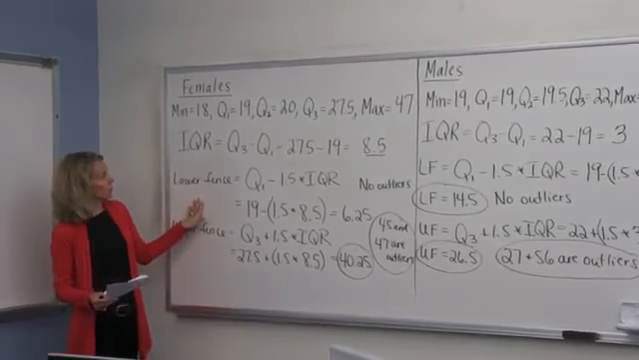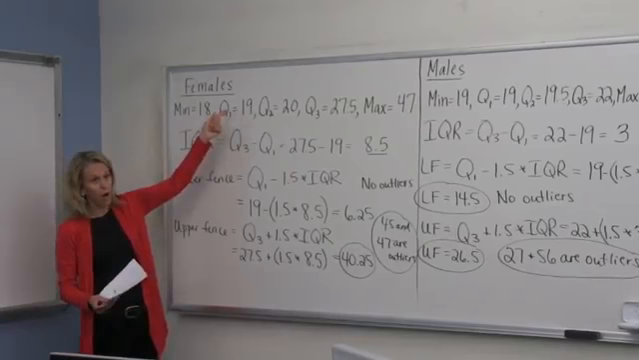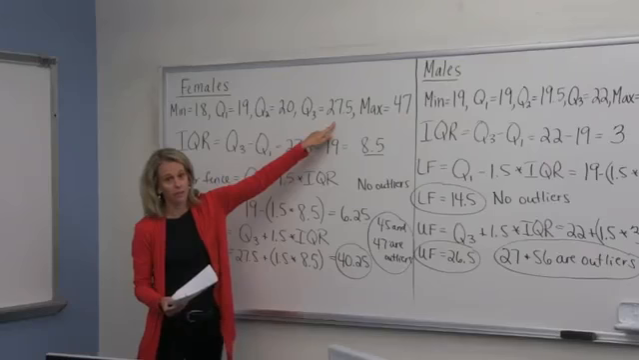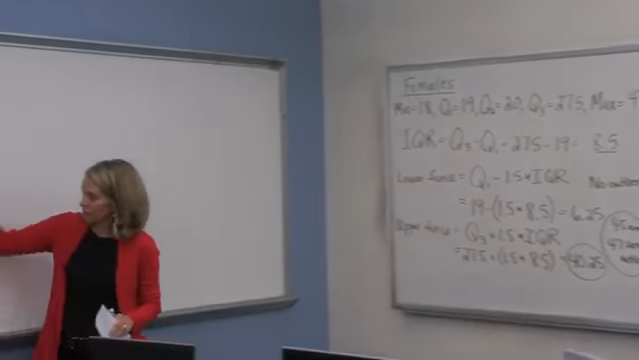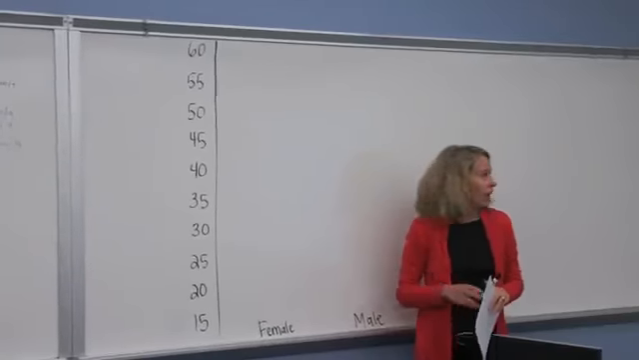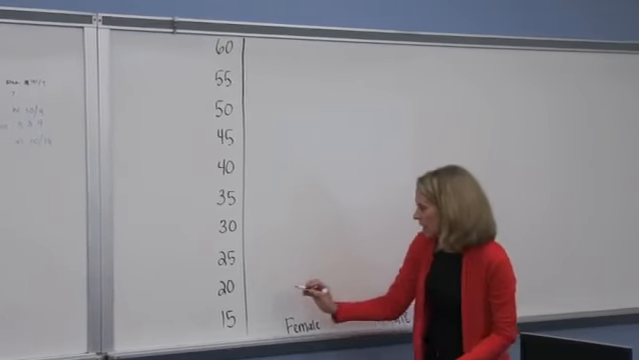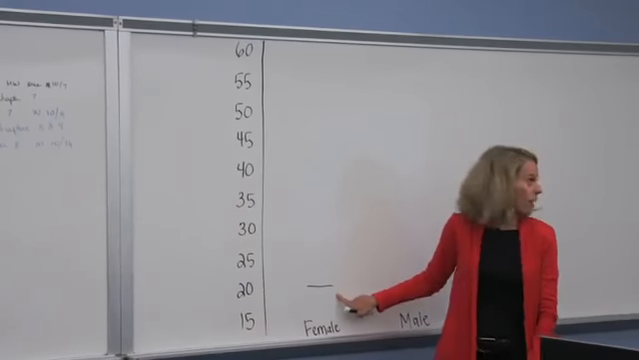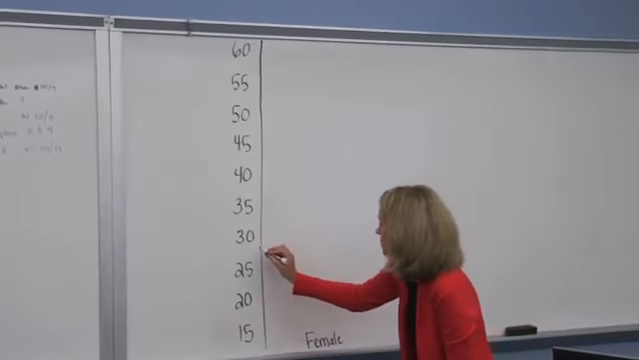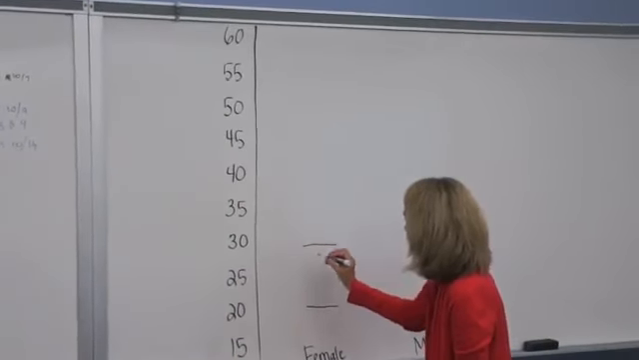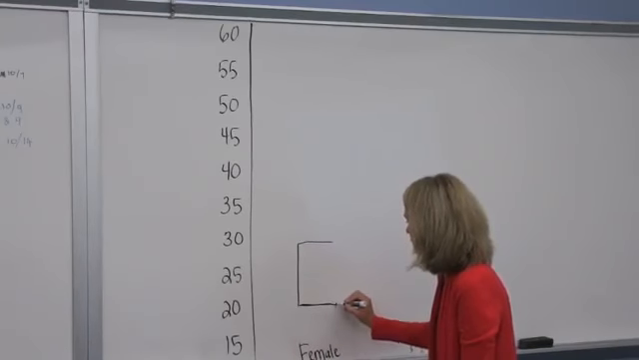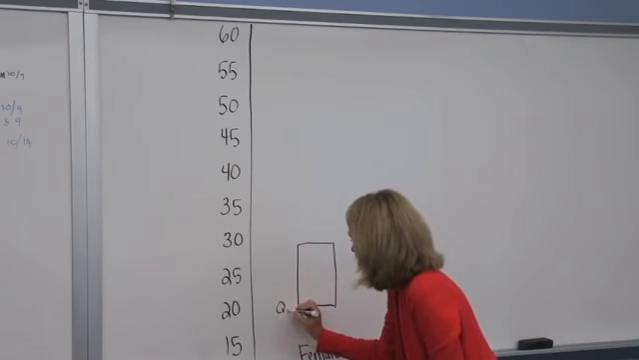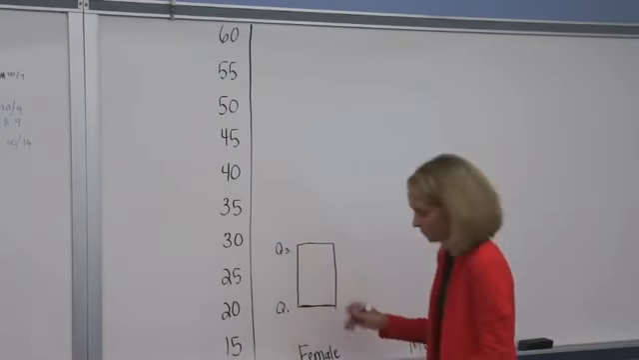For the females, the first thing that I'll do when I construct my box plot is I'll draw a box. The box will start at Q1 and go up to 27.5. So I'm going to come over here, where I've drawn an axis here vertically. And I said that Q1 was at 19, so I'm going to come down to right about 19. And that's going to be the bottom of the box. Q3 was at 27.5, so I'm going to come up here to 27.5, draw the top of the box. And that's the box part of the box plot. Again, this down here was Q1, this was Q3.